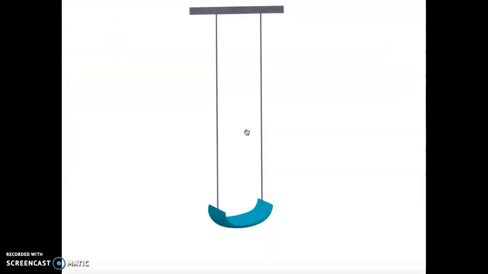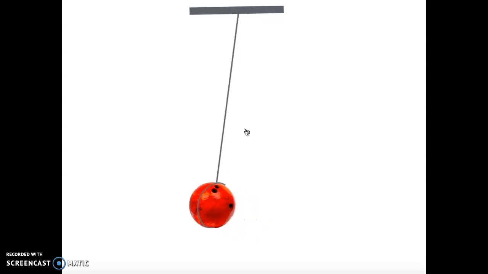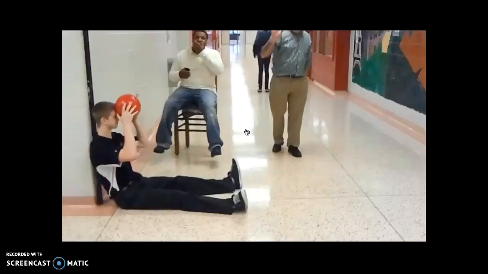Now, instead of a swing hanging from a beam like you see here, imagine we had a bowling ball. And imagine if you took your hands and you pulled back the bowling ball so that it was ready to swing. But now you put it against your forehead, like this kid is doing here. So you see that? He's got a bowling ball on a string, pulled back and ready to swing. What's going to happen when this guy lets go of the bowling ball? Is it going to swing back and hit his face? Well, let's find out. You ready?